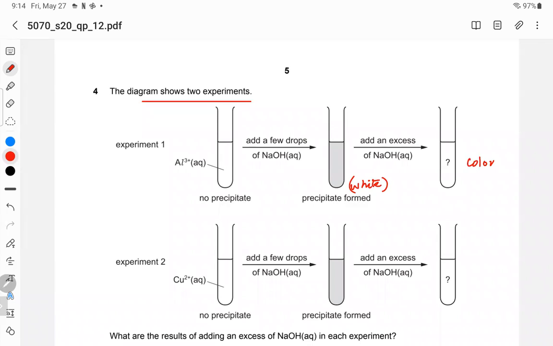colorless solution. All the precipitate dissolves, right?